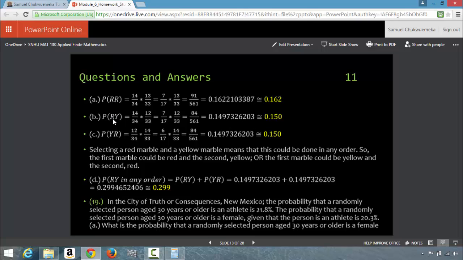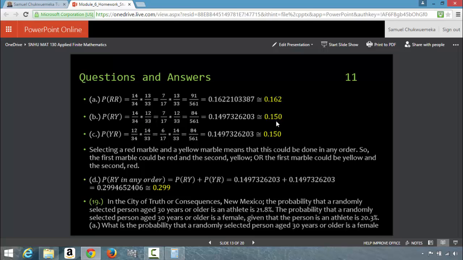probability of selecting red then yellow. Red then yellow. This is in order. Okay, so the first one being red will be 14 out of 34 times the yellow is still 12. The only thing that is affected when it's red will be the 13, because it's red, but the yellow is still 12. The only thing that is affected here will be the sample space. It will be short of 1. It is still dependent events.